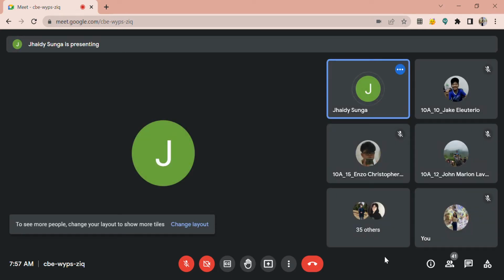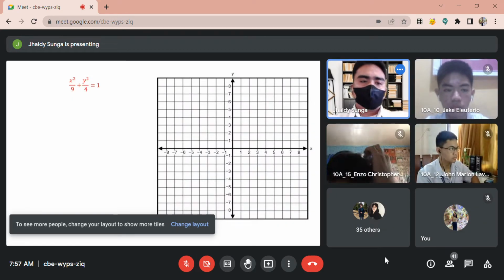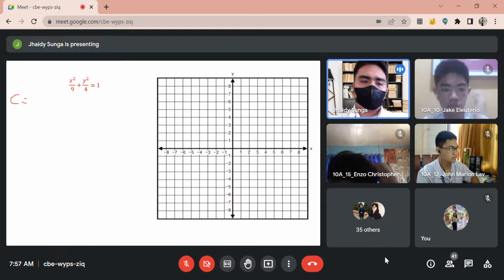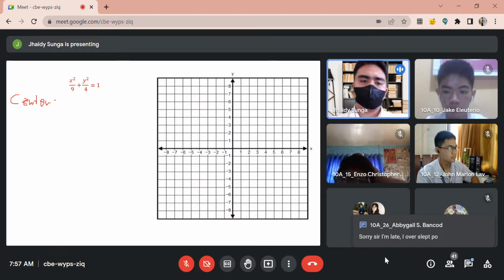Another example. Let's try this one. Always try to look for the center first. You put the center as the center.